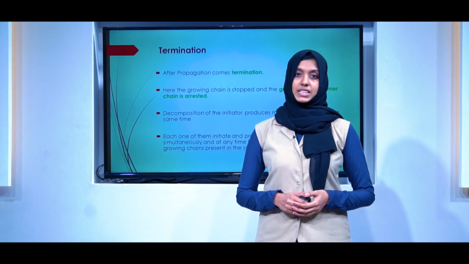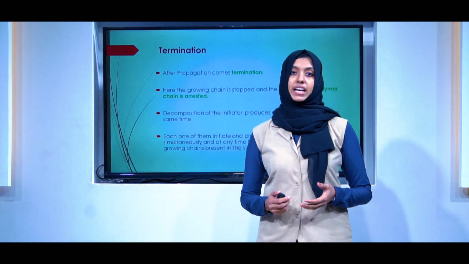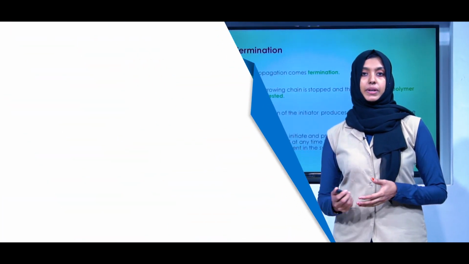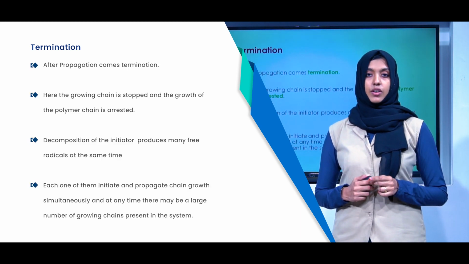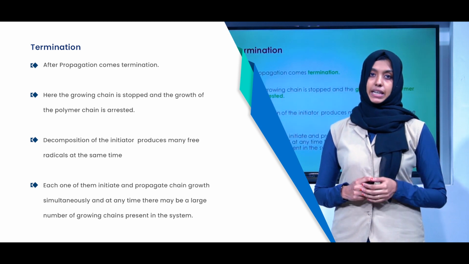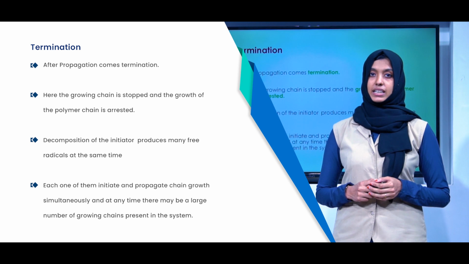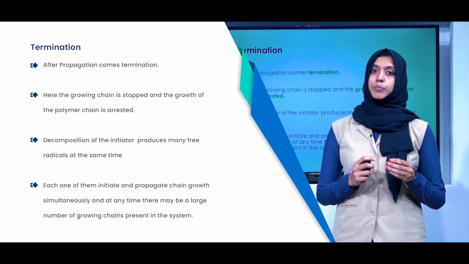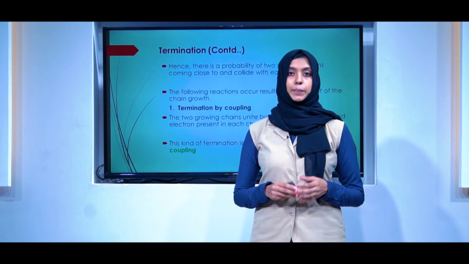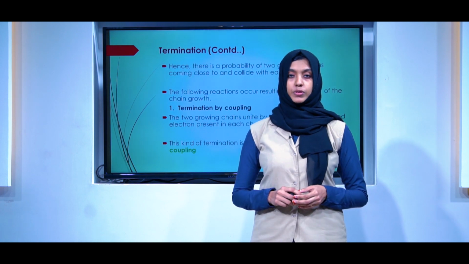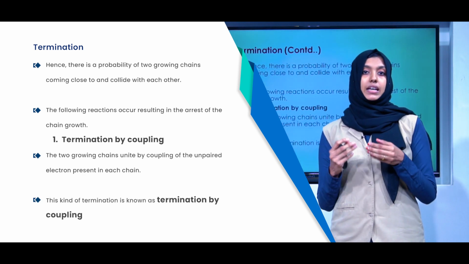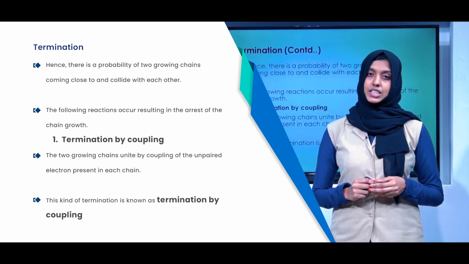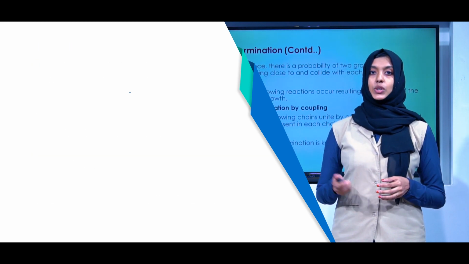Termination. After propagation comes termination. Here the growth of the chain will stop and the growth of the polymer will be arrested. You may notice that the decomposition of a single initiator will produce many free radicals at the same time, and each one of these free radicals will be capable of initiating and propagating many chain reactions. There may be a large number of growing chains present in a system, and there is a probability of 2 growing chains coming closer and colliding with each other. The growth of the chain will be arrested here. This type of termination is called termination by coupling. You can see the mechanism here.